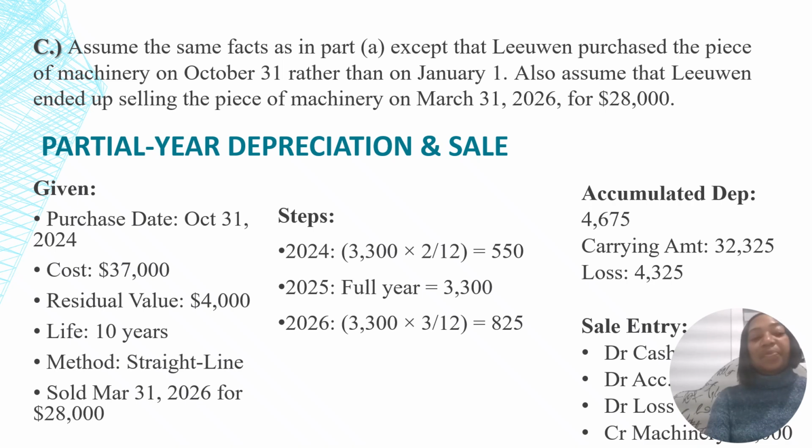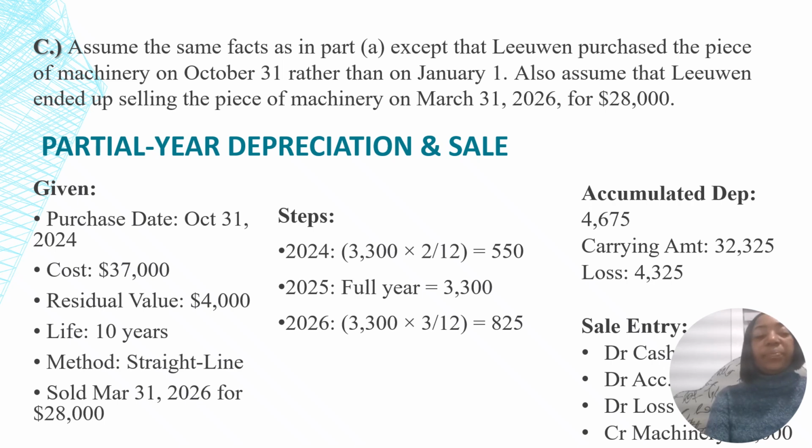Total accumulated depreciation before sale equals $4,675, leaving a carrying amount of $32,325. The machine was sold for $28,000, creating a loss of $4,325.